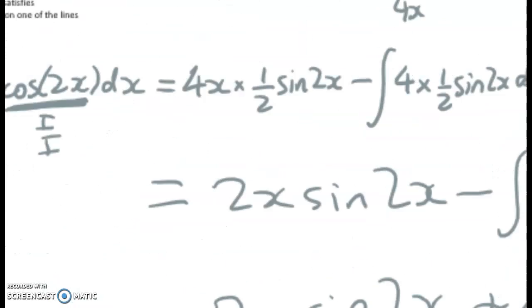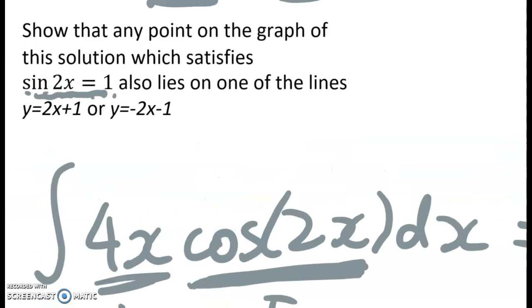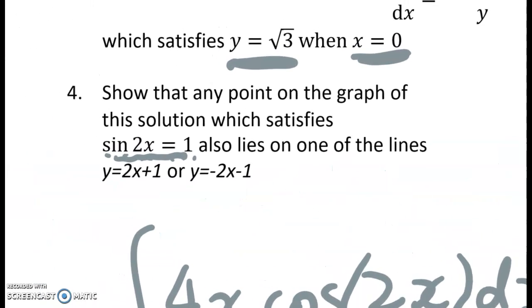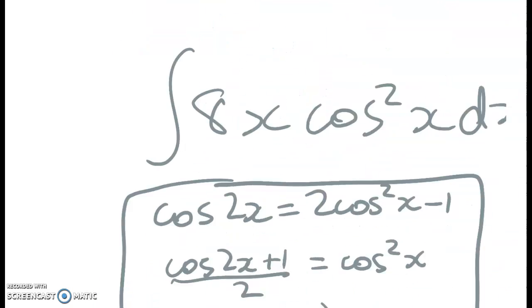Because what I've got to do for this last bit is to show that any point on the graph of this solution which satisfies sine of 2x equals 1 also lies on one of these two lines. So we're going to go back to that solution and we're going to substitute in this and think about what that means. Okay, looking at, just let me shrink my screen.